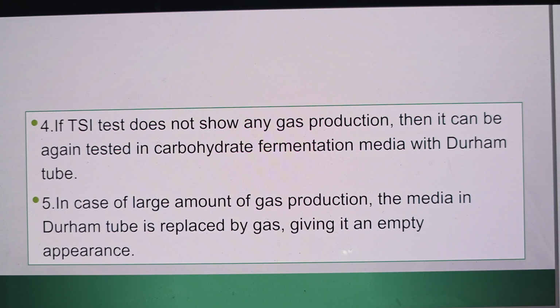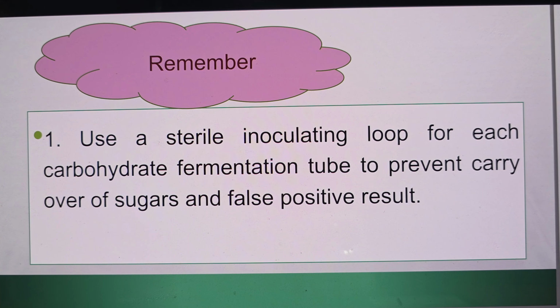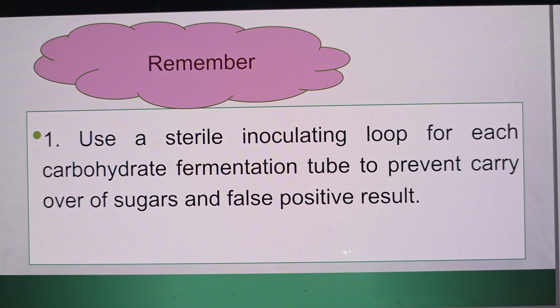If the TSI test does not show any gas production, then it can be tested again in carbohydrate fermentation media with Durham's tube. In case of large amount of gas production, the media in the Durham's tube is replaced by the gas, giving it an empty appearance. Remember, use a sterile inoculating loop for each carbohydrate fermentation tube to prevent carryover of sugars and false positive results.